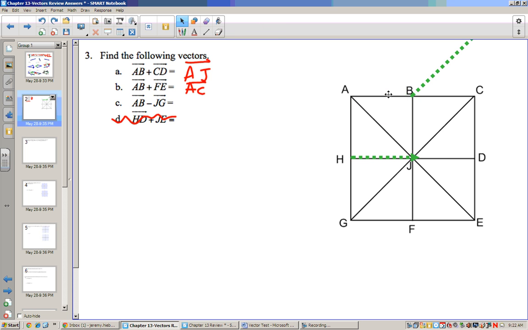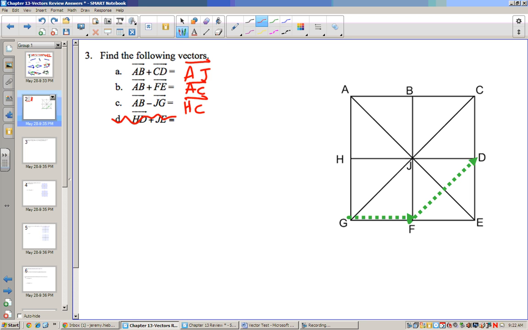So let's see if there's any equivalence. AB is the same as HJ. And now if I do this, HC will be equivalent to those two. I could also move this down and say from G to D. That's also another answer.